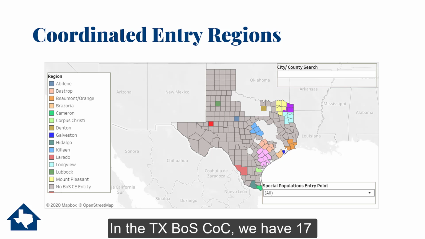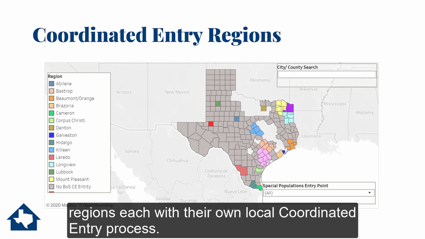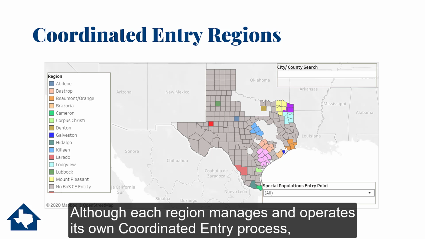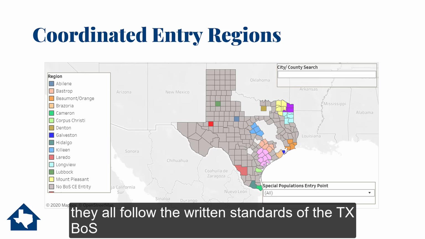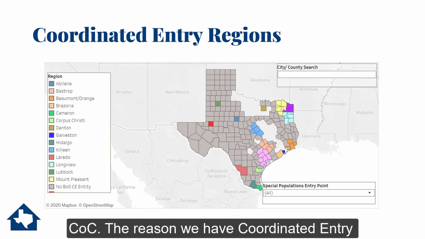In the Texas Balance of State Continuum of Care, we have 17 regions, each with their own local coordinated entry process. Although each region manages and operates its own coordinated entry process, they all follow the written standards of the Texas Balance of State Continuum of Care.